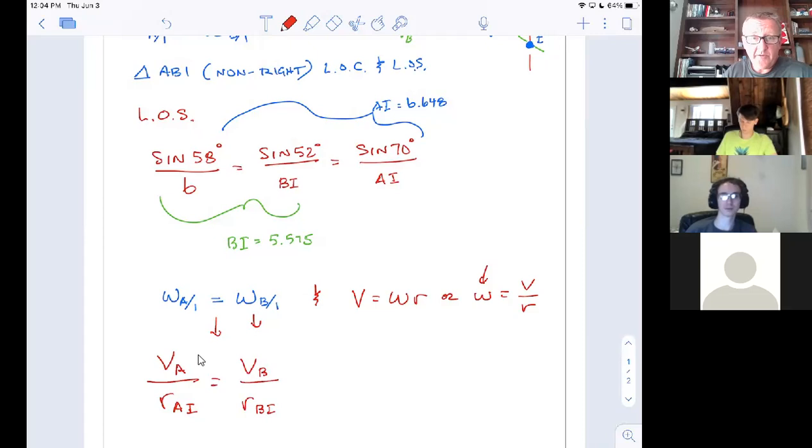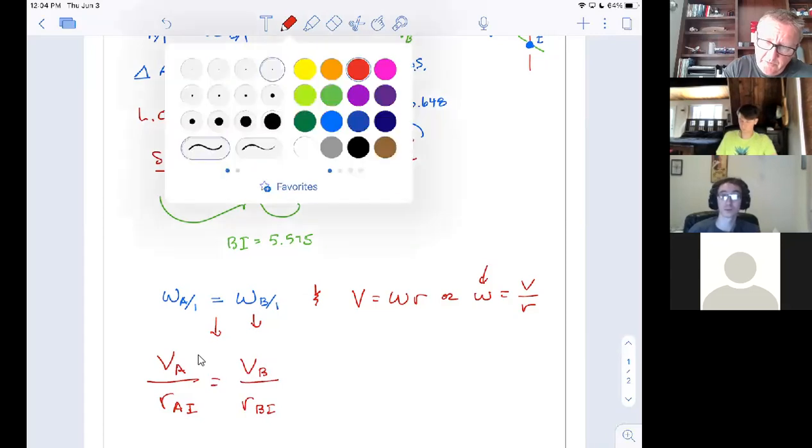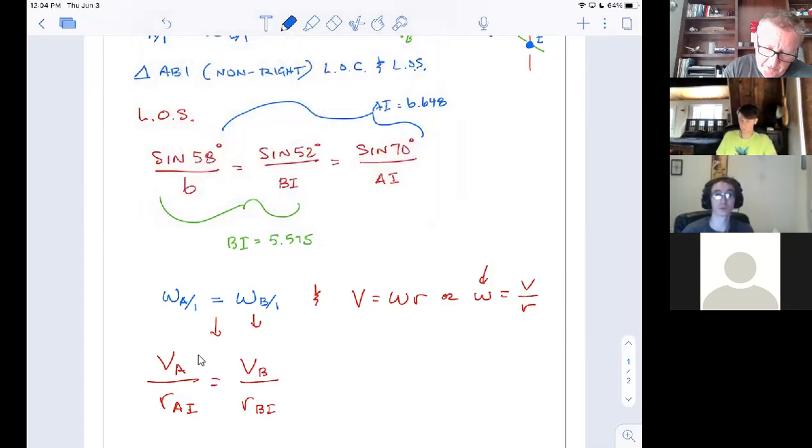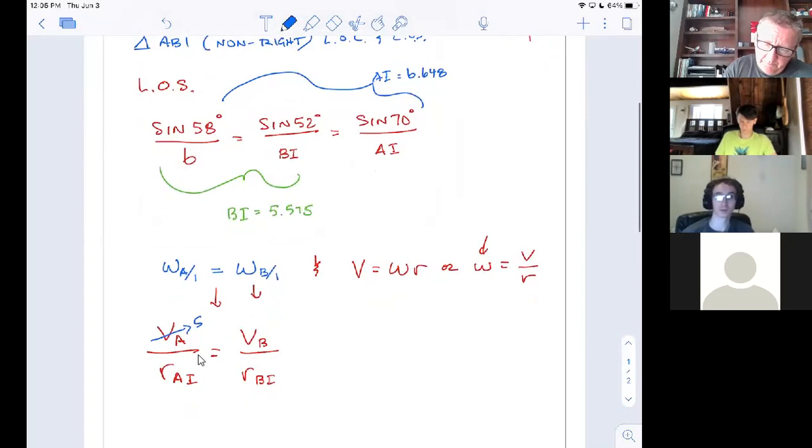And actually, I know all those things now, don't I? Well, I know lots of them. Again, I'm a little concerned about signs all of a sudden. In other words, if I just throw a 5 in there, since it was 5, do I need a -5? Well, think about that. AI was 6.648. BI, the radius from B to I, was 5.575. I don't really care how far to carry that on. Notice that's an equation with 4 unknowns, and I know 3 of them.